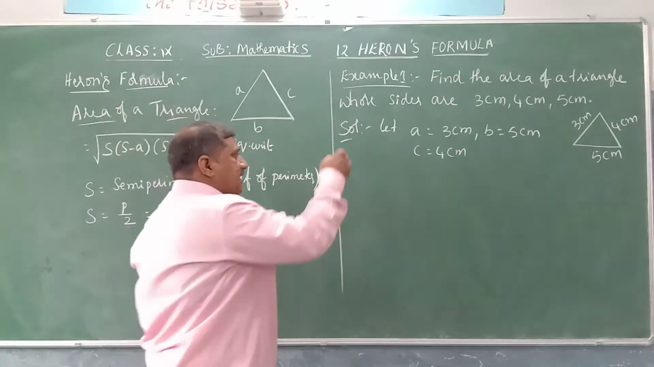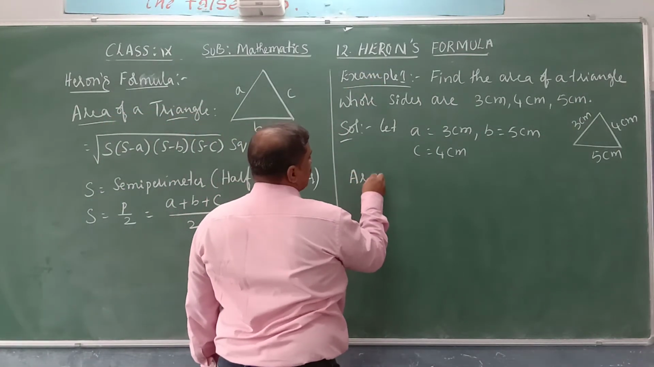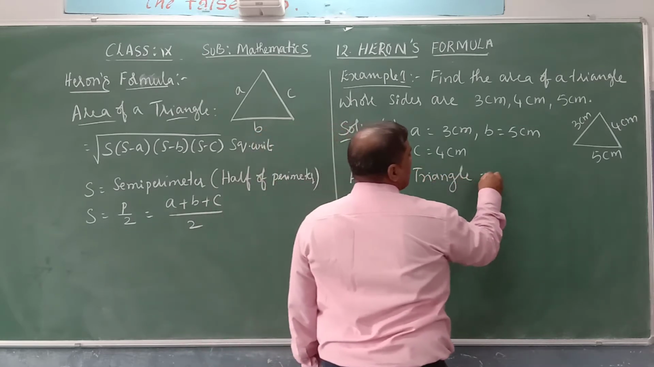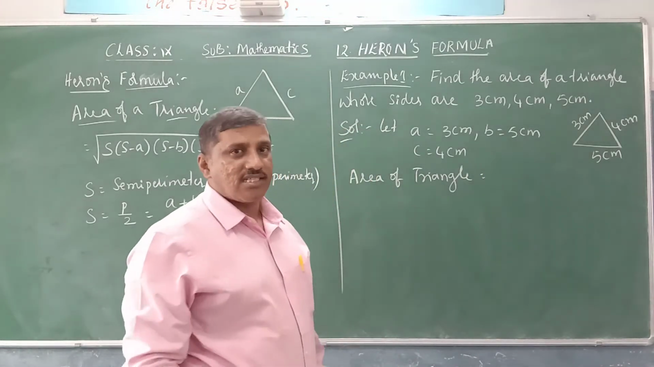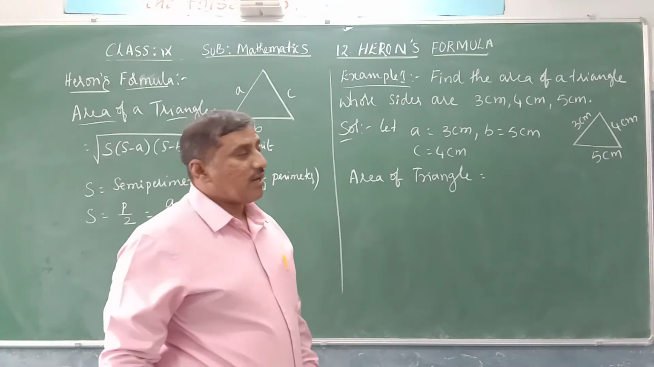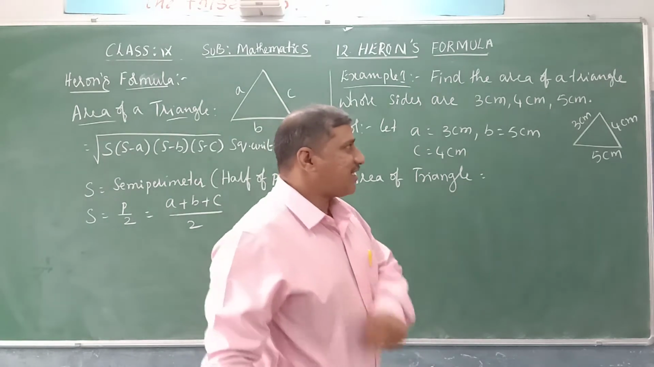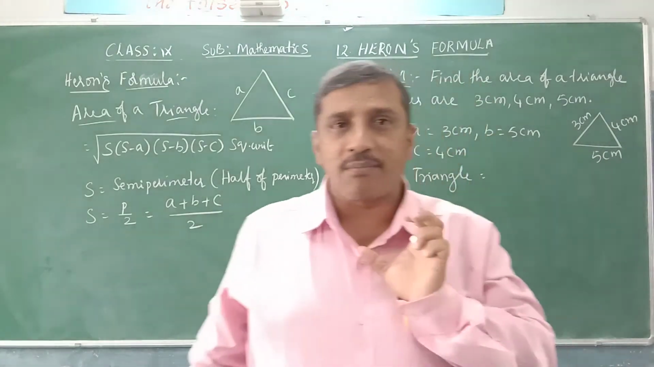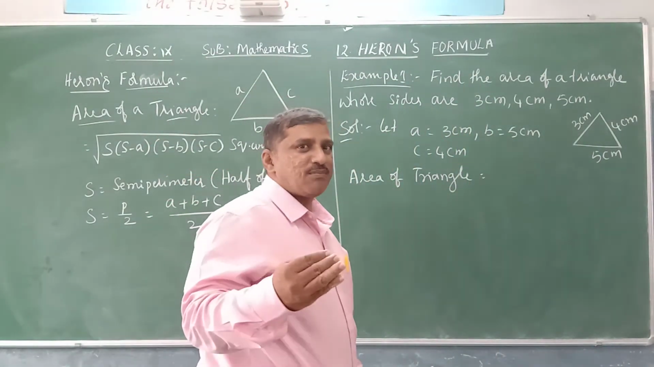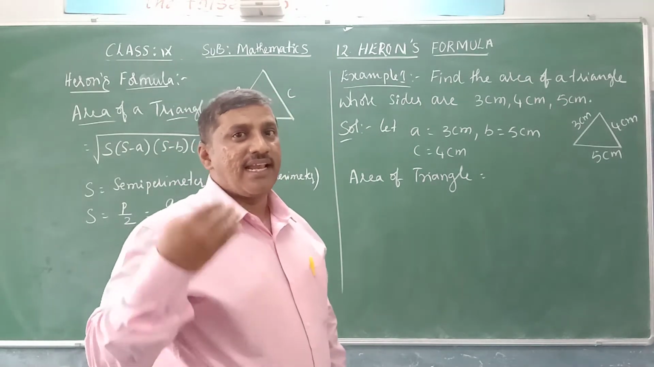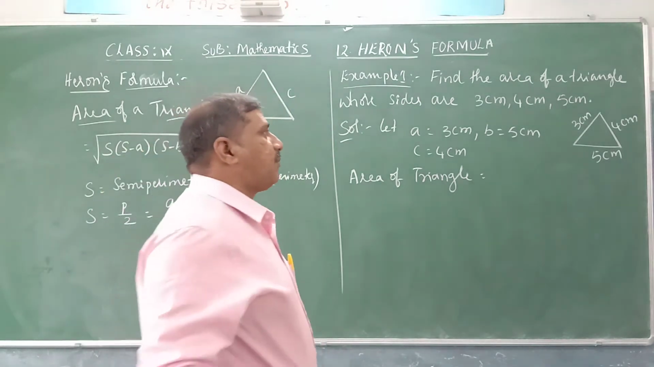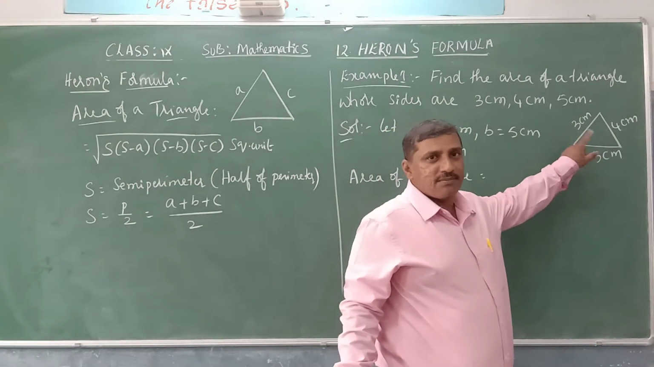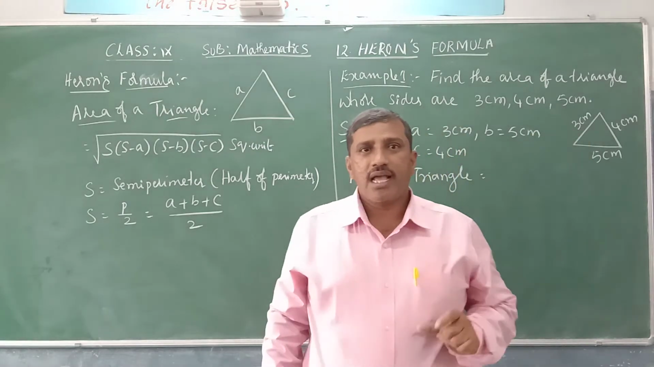Now what is the area of the triangle using Heron's formula? Can we use half into base into height here? Yes, of course we can, but we need to find the height. If you see the measurements 3, 4, 5, these three numbers form a Pythagorean triplet. Triplet means three numbers which satisfy the Pythagorean property. It means a right angle. So if you observe, these measurements form a right angle triangle.